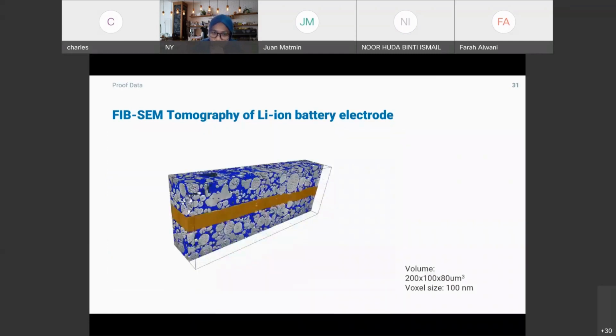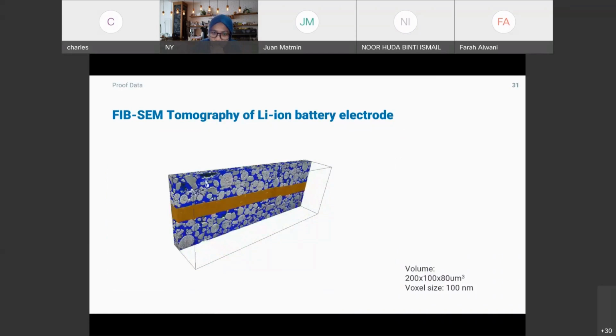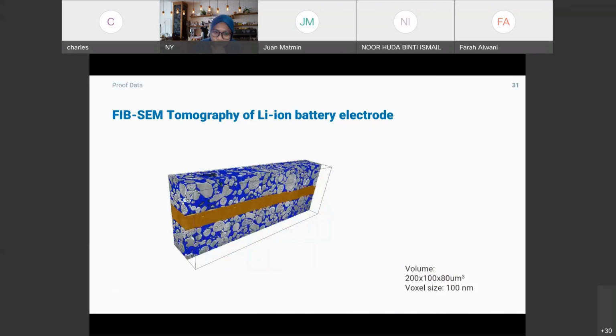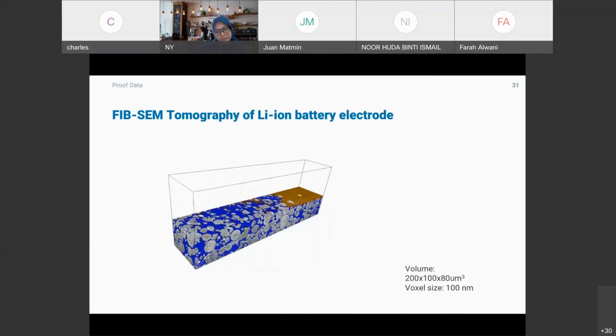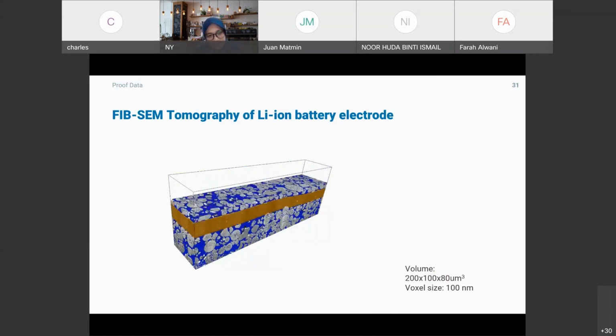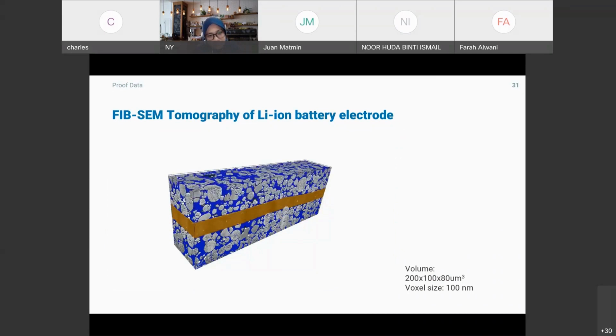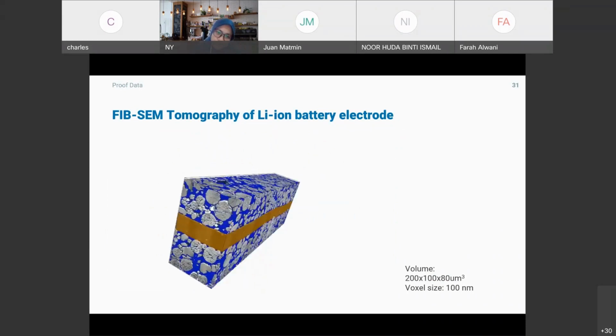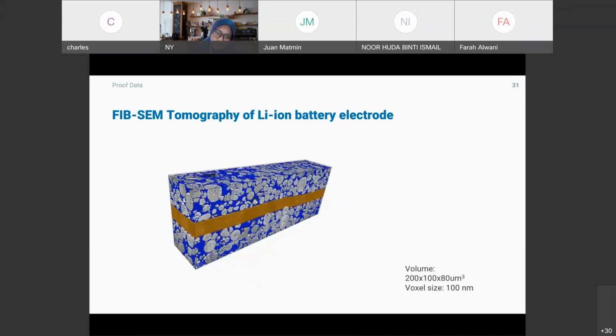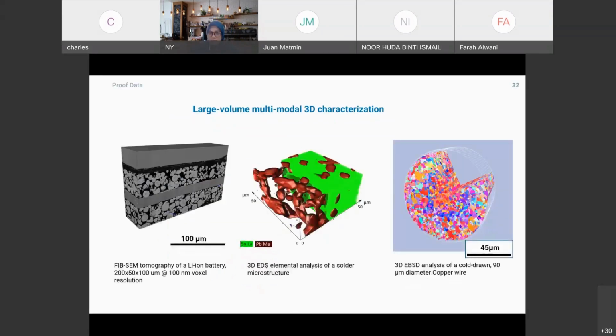So imagine this is a destructive technique. FIB is milling, peeling off layer by layer. At the same time, SEM is taking the images. So when it comes to a point, the software is able to reconstruct them into this kind of 3D form. With this kind of capability, the volume analysis, or what we call FIB-SEM tomography, or 3D analysis, is achievable using this FIB-SEM. So this is another example here.